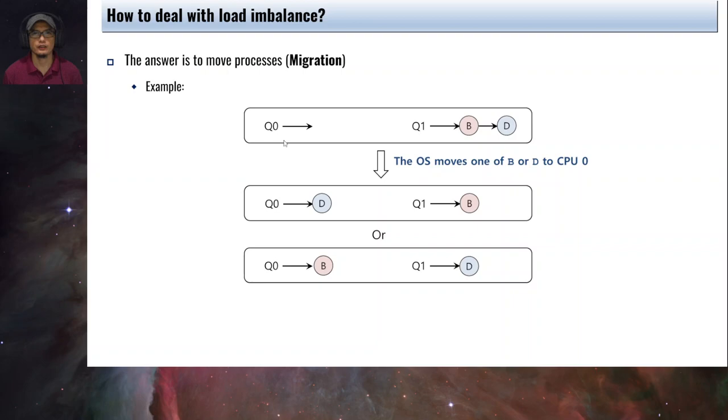So how do we deal with the load imbalance? The solution is process migration. We allow one process to move from one ready or run queue to another queue. For example, Q0 is currently empty and Q1, the queue for CPU 1, has two processes, B and D. What the scheduler will do is move either B or D to CPU 0 so that the load will be balanced. There is one process waiting to be scheduled on CPU 0, and one process waiting to be scheduled on CPU 1.